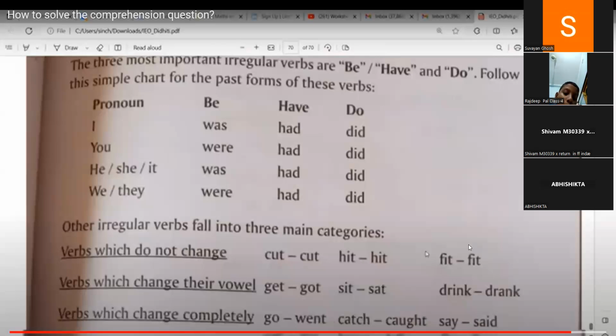Okay. Now, Avishikta, can you tell me an example with I and had? I had a pink frock. I had a what? I had a pink frock. Very good, excellent. Okay. Now, Rajdeep, can you give me an example with you and had?